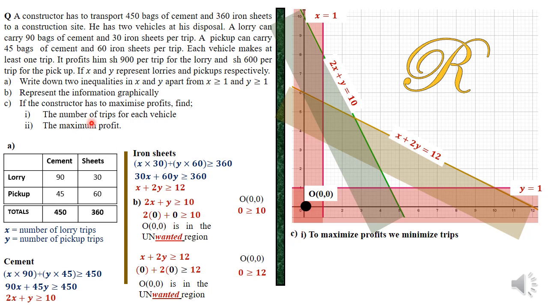We look for the number of trips for each vehicle. So let's begin this way. We have an objective function 900x + 600y = k. That is obtained from this line here. If it profits him 900 shillings per trip for the lorry and 600 shillings per trip for the pickup, then we have this kind of function, where this is the profit that the person makes, but he makes that profit by minimizing the number of trips.